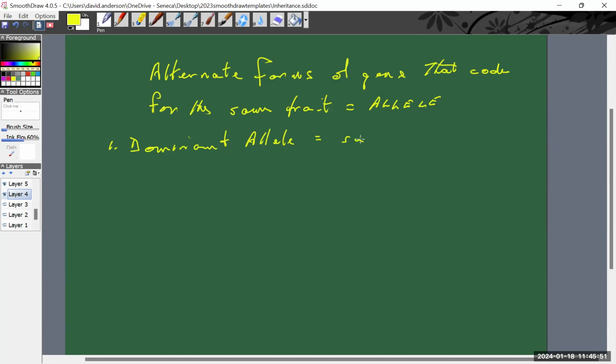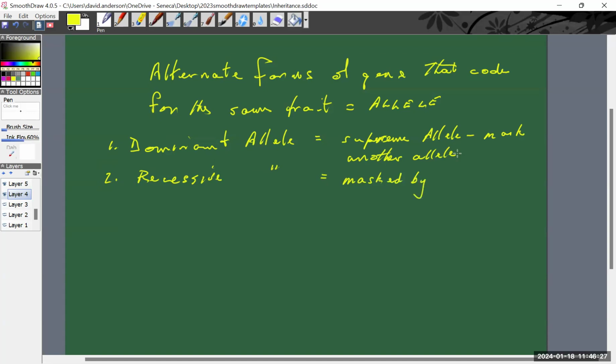So it's sometimes described as the superior or the supreme allele, and it'll mask another allele. Mask or block or cover up, however you want to refer to it. The other allele type that we want to consider is a recessive allele. And the recessive allele is going to just be the opposite of what we just described. So it gets covered or masked by a dominant allele.